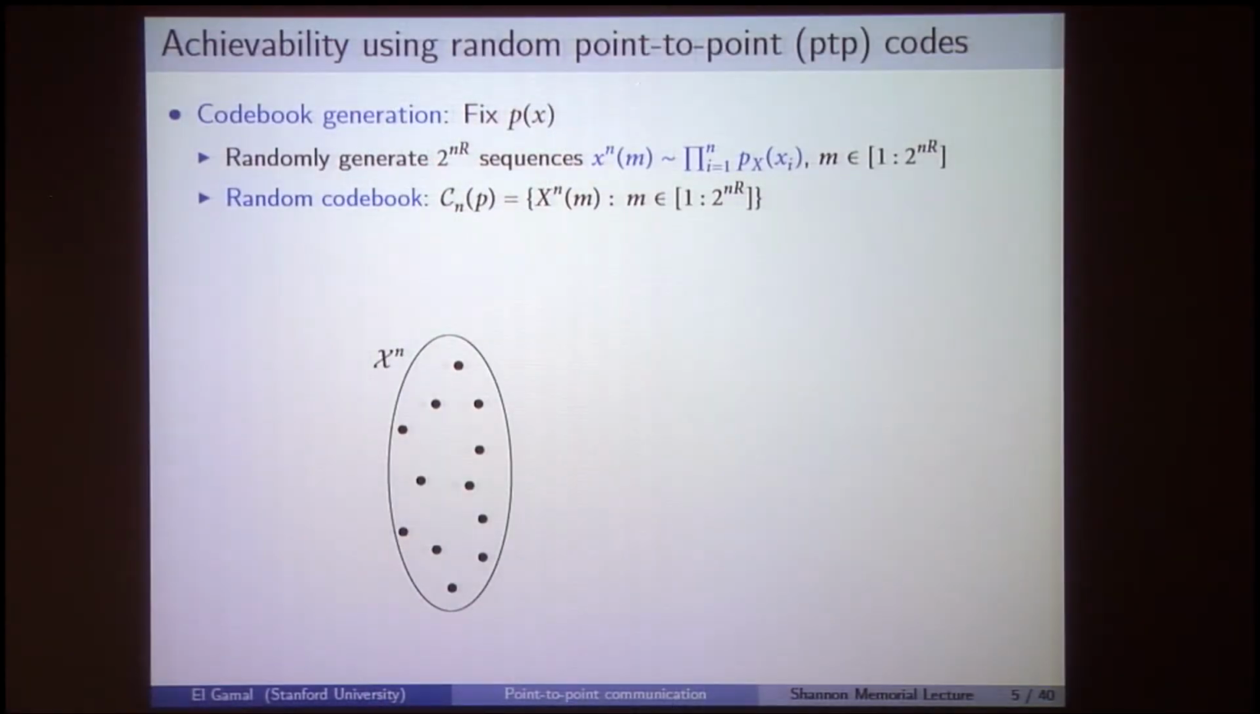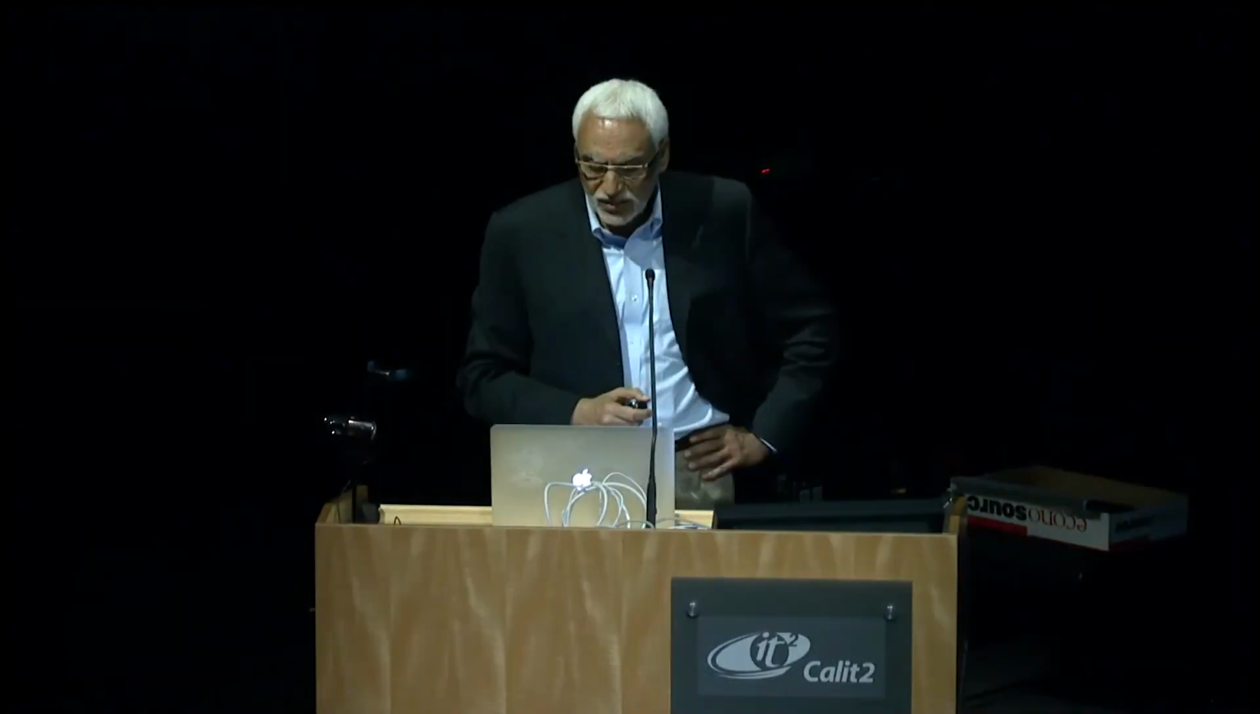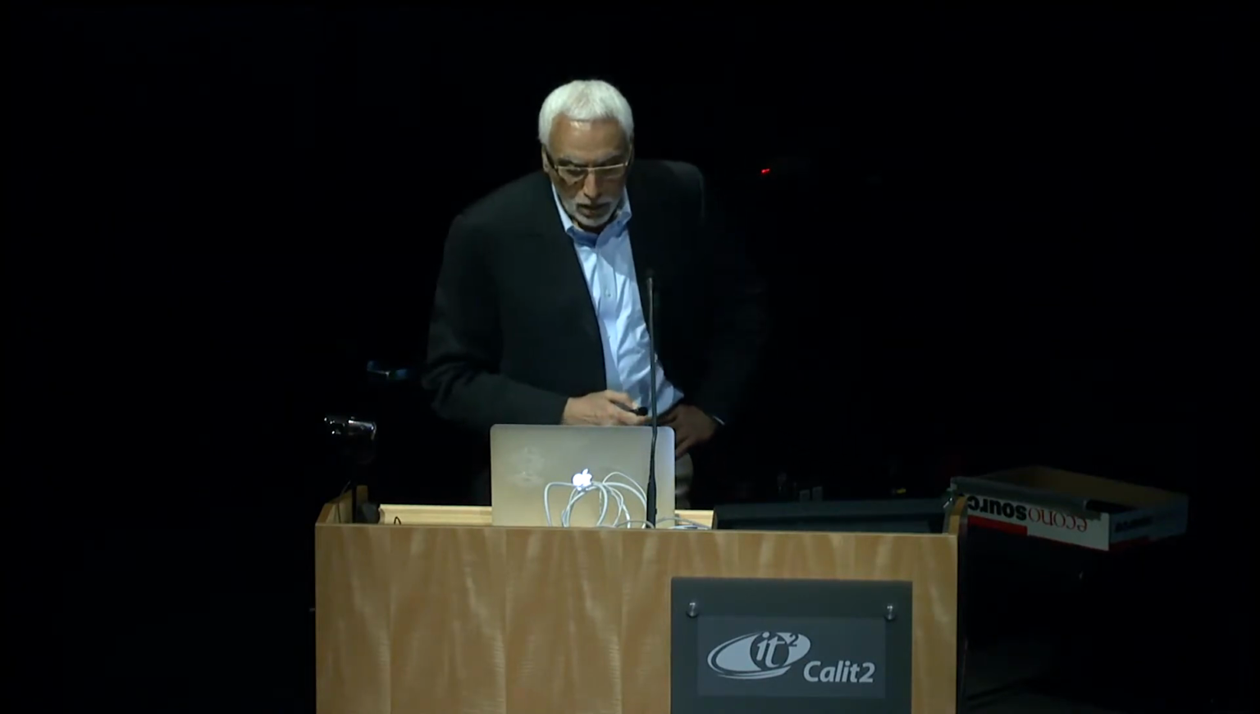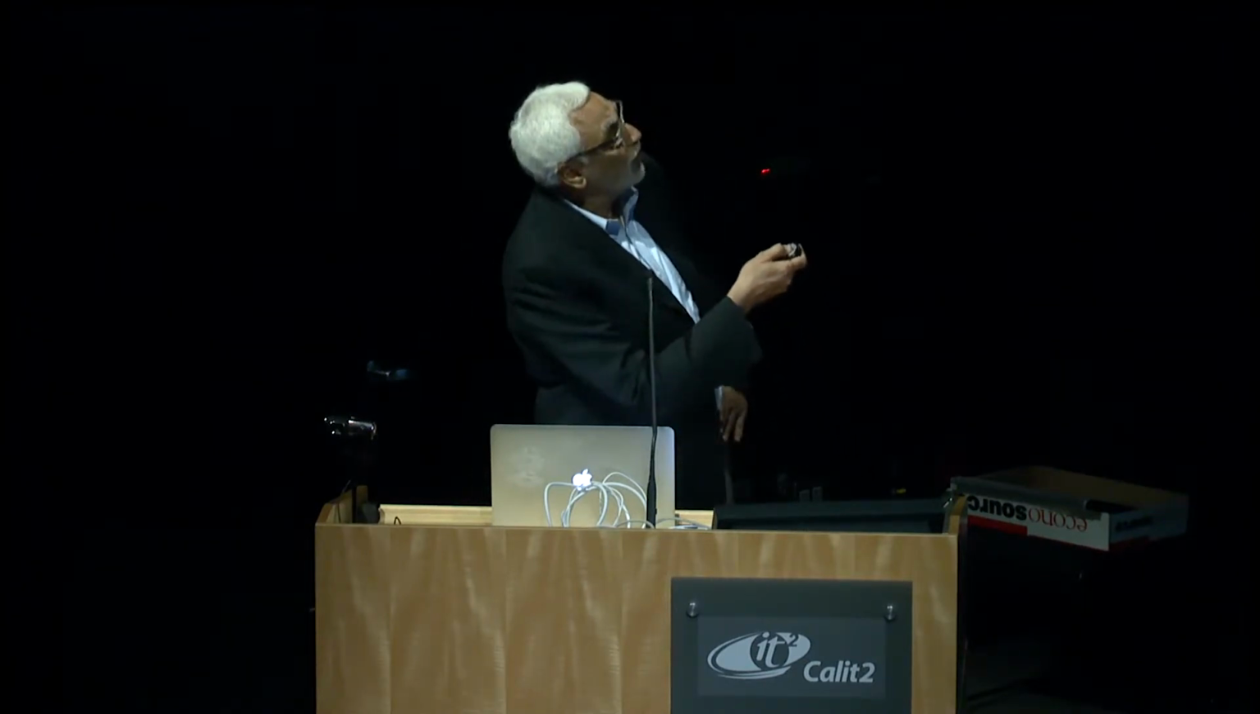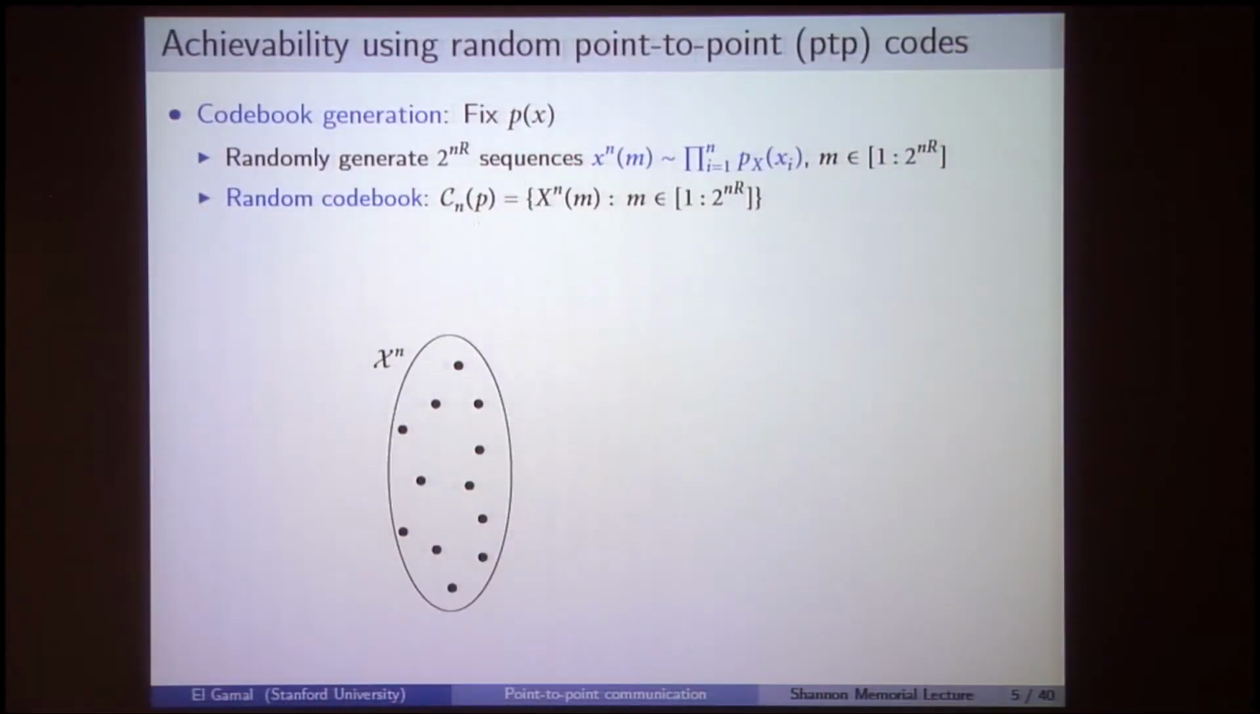From now on, when I mention the word random point-to-point code, I mean exactly this. I mean it's a code that is generated from some fixed probability mass function on some alphabet and generated independent of each other, and each is according to the product distribution. So this is what I mean when I say random point-to-point code. I'm also going to refer to the notion of a random code book, which is basically the set of random sequences from which the code is drawn.